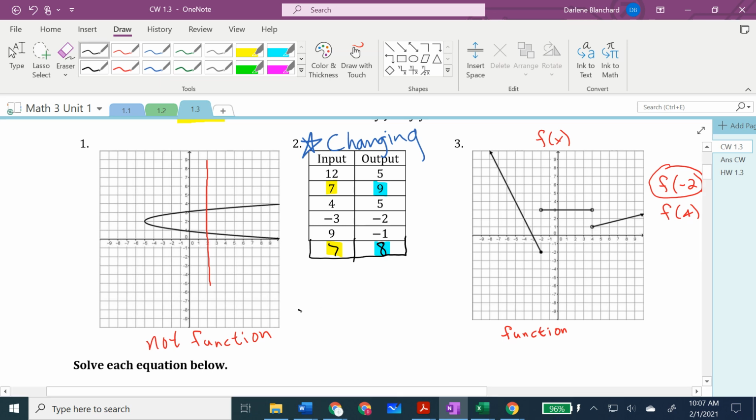So if I were looking at this visually, when I find x coordinate 7, there are actually 2 points at x equals 7. That causes me to be able to draw a vertical line that goes through more than one of those points. So again, to be a function, every input only has one output.